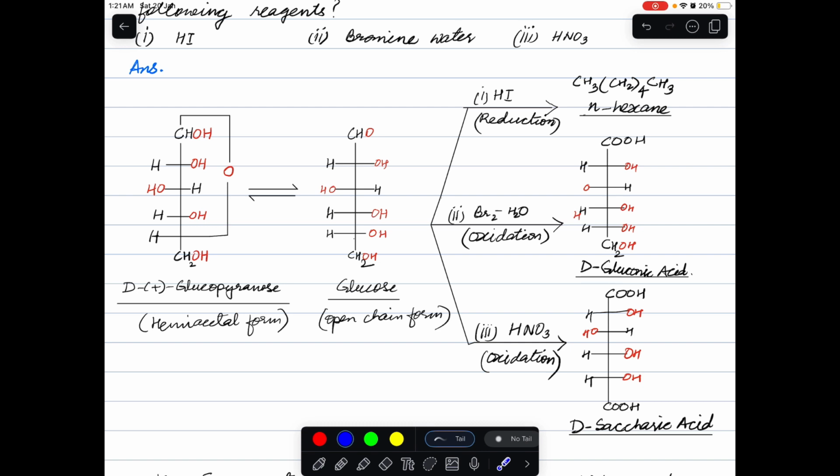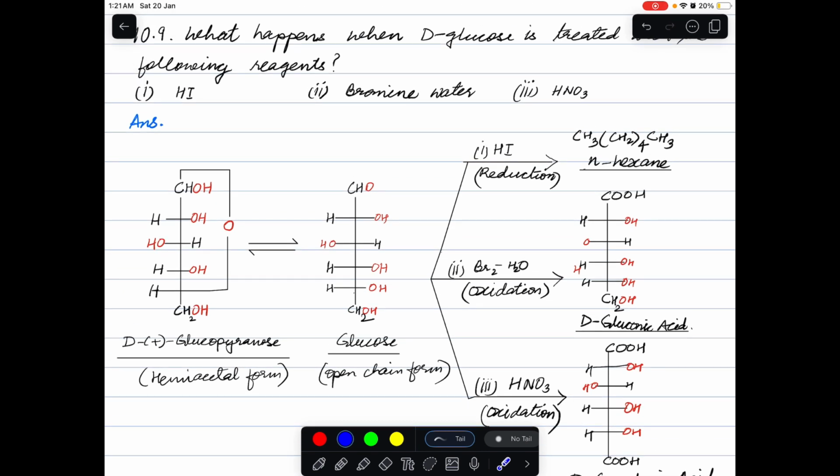Whenever we are treating with a reagent, either of them will react with the reagent to give a particular product. So when we are treating first with hydrogen iodide, glucose undergoes reduction and we get n-hexane. This is indicative of the presence of a straight chain molecule. The CHO group as well as all the OH groups undergo reduction. So with hydrogen iodide, reduction takes place and we get an alkane, which is n-hexane, because we have 6 carbon atoms in the glucose molecule.